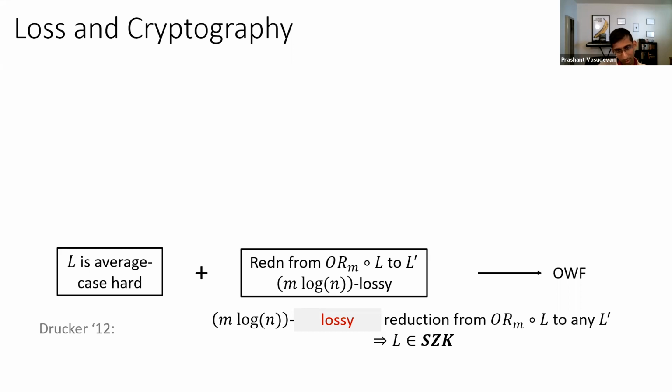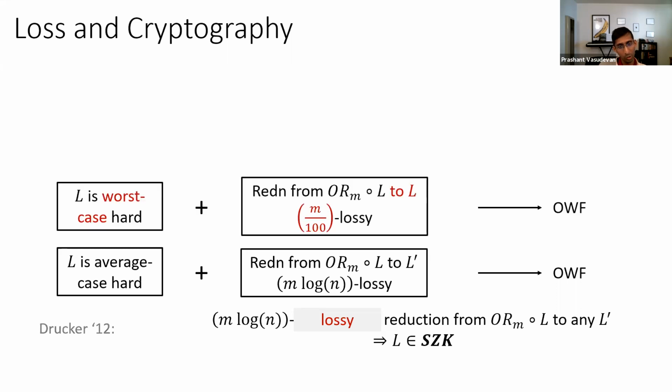And the first result that I'm going to tell you about is what we were able to show. It is a strengthening of this, which says that if you take something a little stronger in terms of the reduction, if your reduction is a little more lossy, m over 100 lossy, and the reduction is from R of L to itself, then you can in fact make do with worst case hardness and still get one-way functions. All right, so this is what I'm going to tell you about next. Are things clear so far, what the statement means?